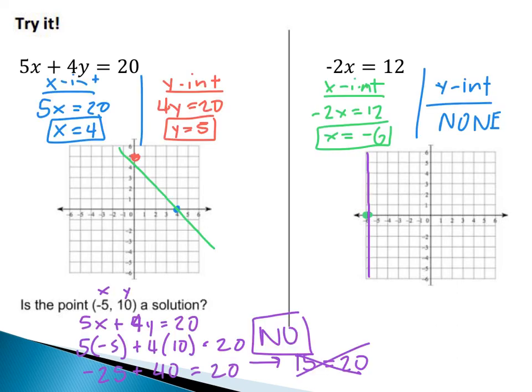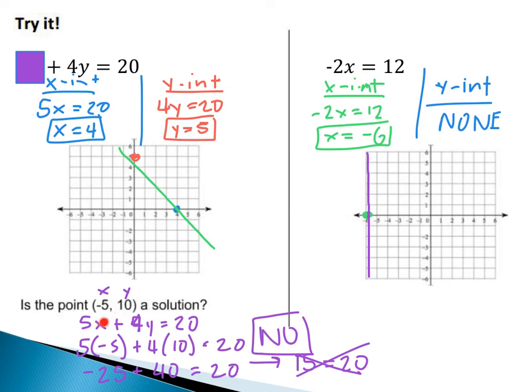All right, let's take a look at what you got. First one here, to find the x-intercept, I covered up the 4y. Then I got 5x equals 20, and then x equals 4, and plotted that point. For the y-intercept, I covered up the 5x, and I get 4y equals 20. Divided by 4, then y equals 5. Plotted that point, and drew the line between those 2 points.